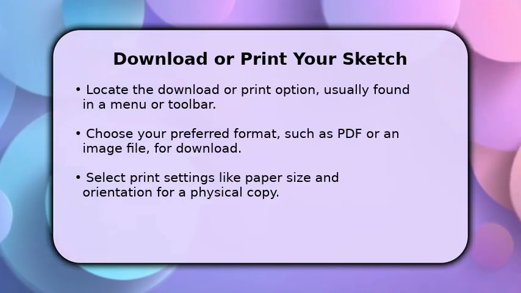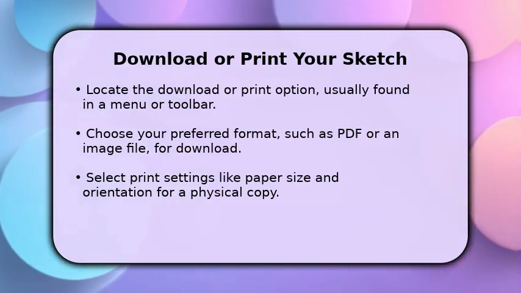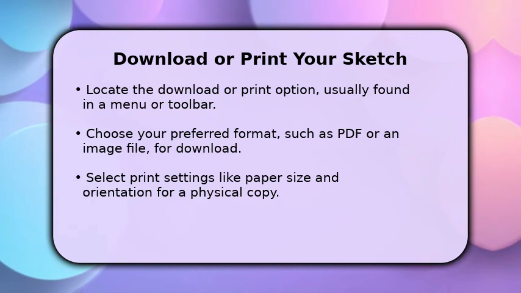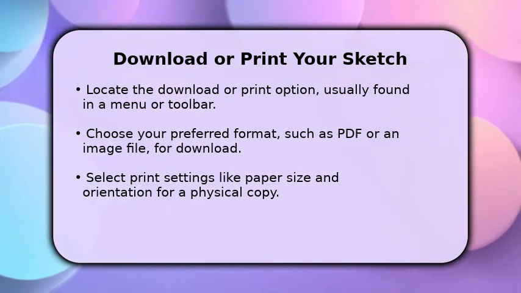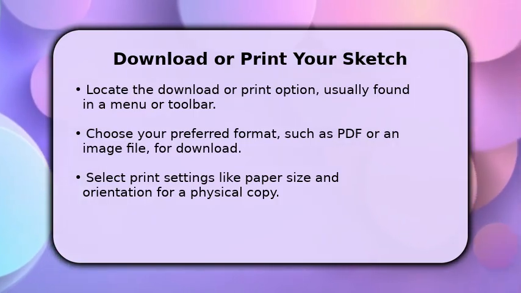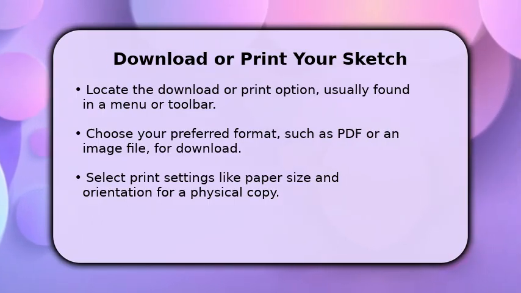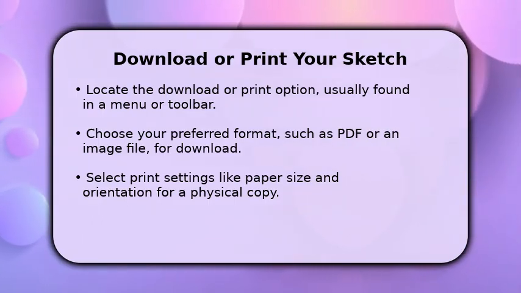Finally, you're ready to download or print your topographic sketch. Look for a clear download or print icon, often located in the top right or left corner of the map interface. You'll typically have options to save the map as a PDF or various image file types. If printing, remember to adjust settings like paper size and orientation to ensure your physical copy is clear and accurate.